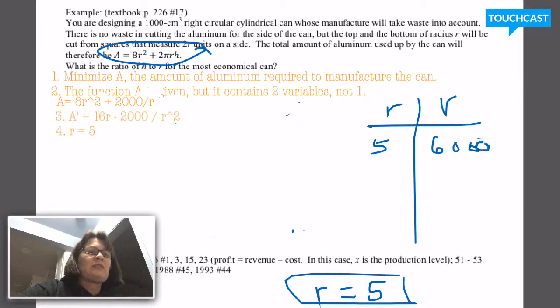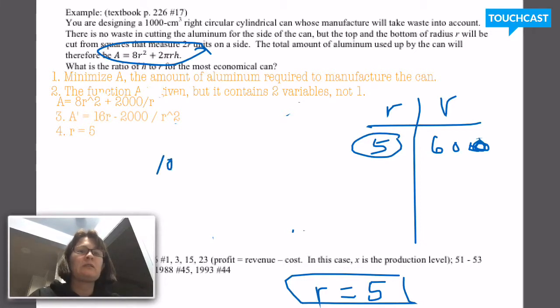But notice we have a slightly different question we've been asked. That says here, what is the ratio of H to R for the most economical can? Well, we know that R is going to have to be 5. They've asked us to find the H that goes with it, and then to just make a ratio. So what is H going to be when R is 5?